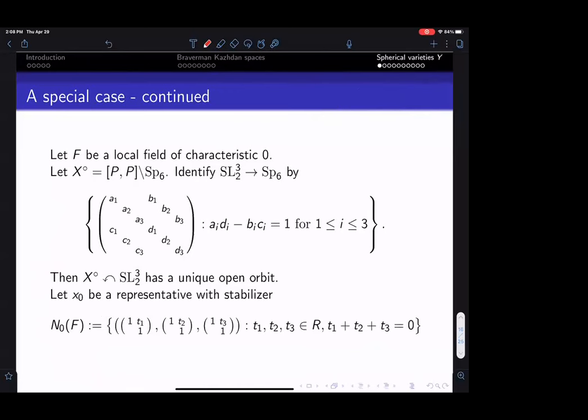So before we move on to spherical varieties, why do we need to study more about this specific case? From now on, F will be a local field of characteristic zero, and I will drop the subscript P since we are fixing this special case. There is a natural embedding of three copies of SL2, and there is an action of three copies of SL2 on X^erg with a unique open orbit. We let X0 be a representative of this open orbit, with stabilizer the product of the maximal unipotents with the condition that the sum is zero.